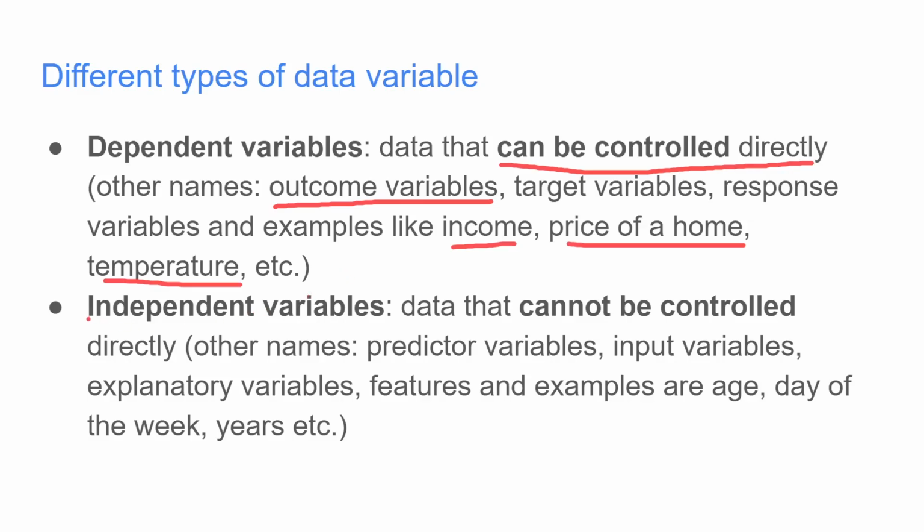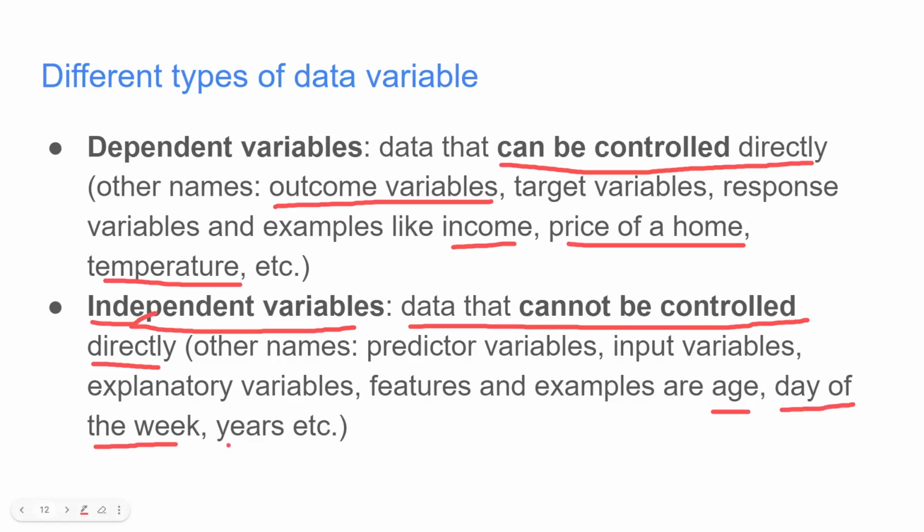Then when it comes to independent variables, that data cannot be controlled directly. You cannot control the data directly. Another name is predictor variables. Predictor variables means by using these variables you are going to predict other variables. They can also be called input variables, explanatory variables, features. Examples are age, day of the week, years. So these are called independent variables.